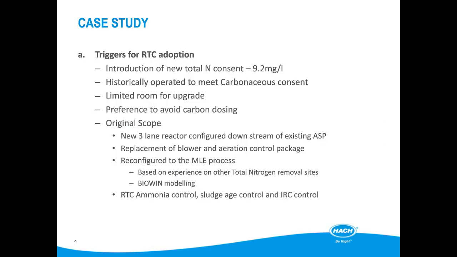Now, moving on to the case study that required the swing zone to be produced. The site was getting a new total N consent of 9.2 milligrams per litre. This was a large step change in treatment requirement, as previously it only needed to worry about COD and BOD. The site was very confined, with very little space to add further treatment. The water company wanted to avoid dosing carbon, as they already had sites using this method, and it's fair to say that they were not having too much fun running them.